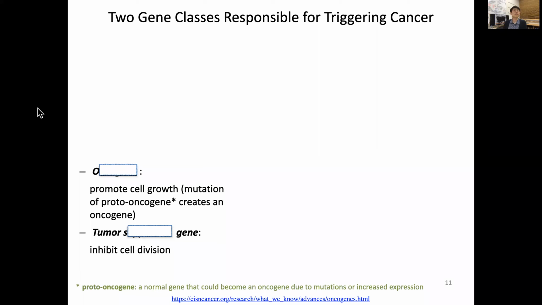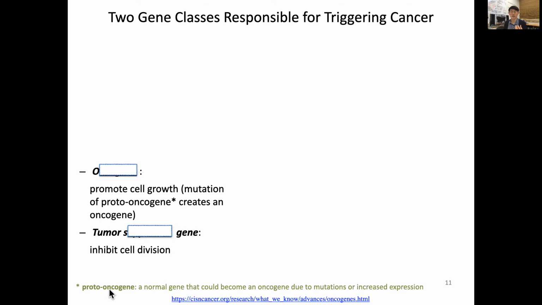So first, there are two classes of genes responsible for triggering cancer. Mutations of the DNA, especially in genes important for cell proliferation or the cell cycle, are very important for causing cancer. There are two types. First, genes which promote cell growth, where mutations usually happen in the proto-oncogene, and the mutation turns this proto-oncogene into an oncogene.